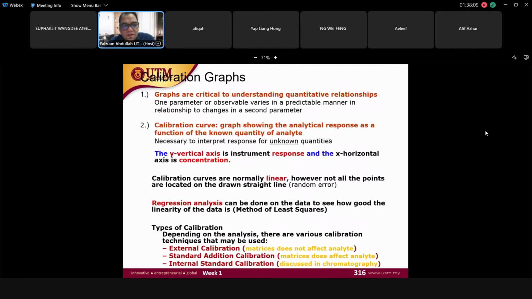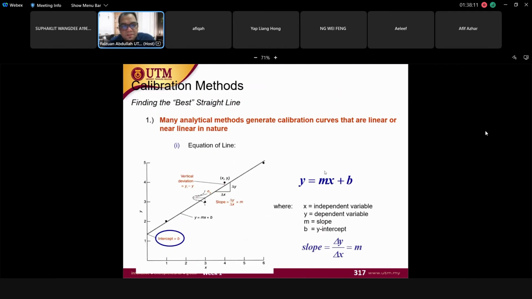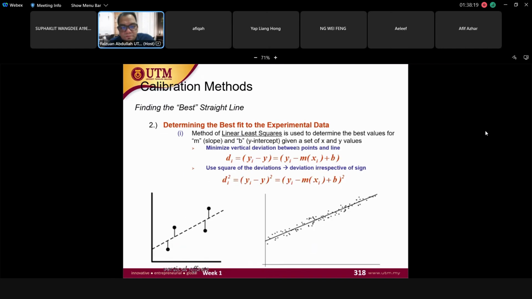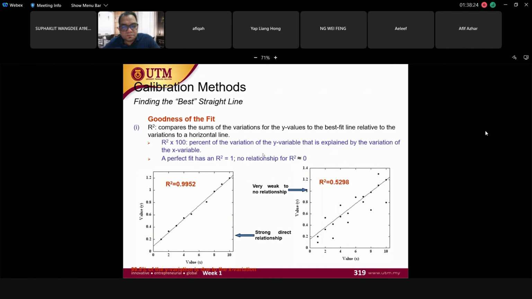All right, and then the calibration graph. This is the linear graph, y equals mx plus b. What is b? b is the intercept. All right, the R square, the goodness of fit. The perfect one is 1. The R square shows how much your calibration concentrations rely on the straight line of the linear equation or linear graph.